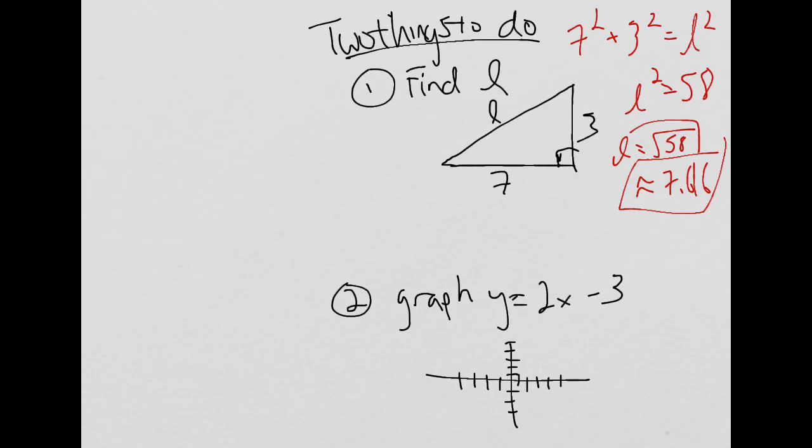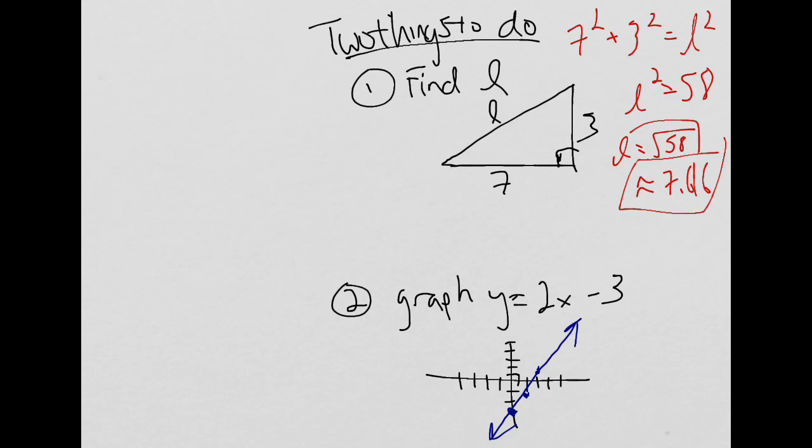Next one. I want you to graph y equals 2x minus 3. So I'm going to go down to negative 3, and then go up 2 over 1 for that slope, and then up 2 over 1 for that slope again. And then I'm just going to connect those points in a line like that. If I was on gridded paper, I would want it to be more accurate, but that's good enough for now. So, a couple things I want you to think about.